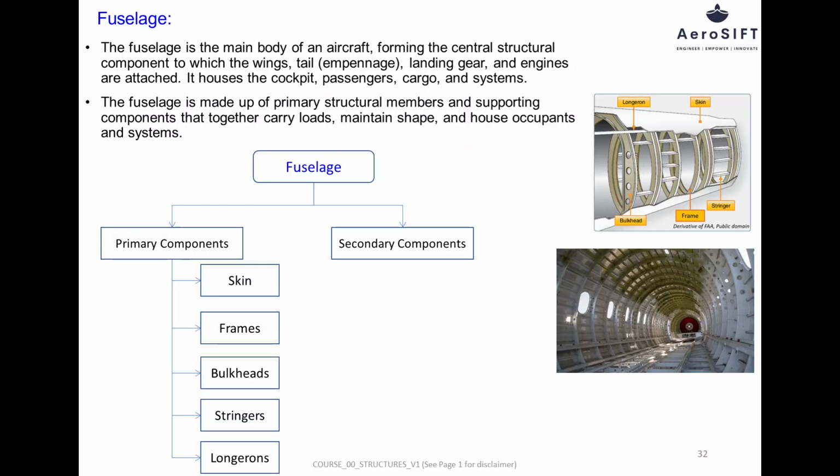Longerons are major longitudinal structural members that run along the fuselage length. They carry significant bending loads and provide overall longitudinal strength to the fuselage. Longerons work together with frames and stringers to form a rigid and stable fuselage structure.